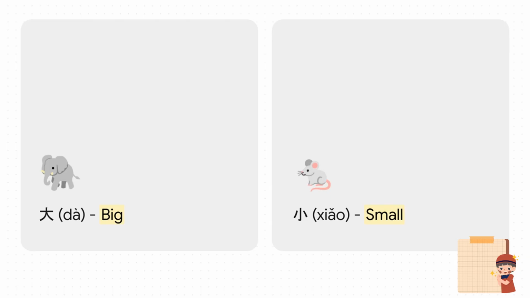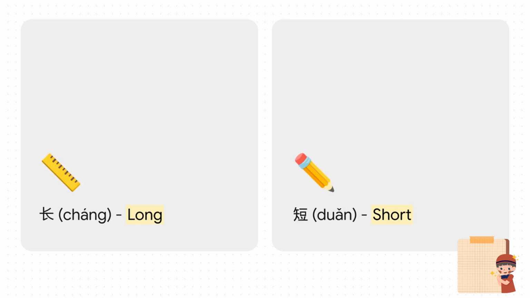First up, the most fundamental pair of them all, size. You've got da for big and xiǎo for small. So an elephant is da and a mouse is xiǎo. Simple, right? This is your absolute starting block for describing pretty much anything. Let's keep that momentum going.